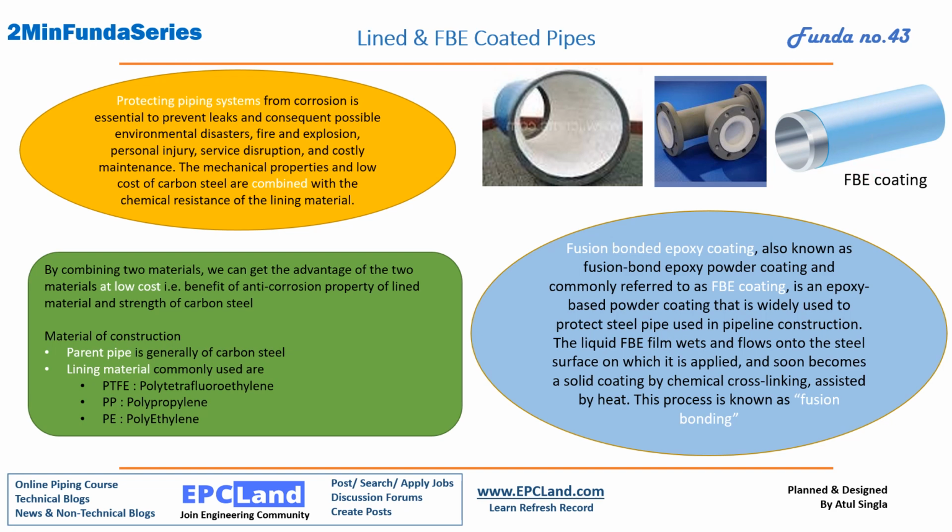Okay, how we are doing it? We are doing it by fusion bonding. What is this fusion bonding? When we apply this, the film wets and flows onto the steel surface on which it is applied, and soon becomes a solid coating by a chemical cross linking. This is fusion bonding. Based on this we call it fusion bonded epoxy coating. So this is externally coated, this is internally coated. The purpose is to get something mechanically strong which can be used in the chemical industry.